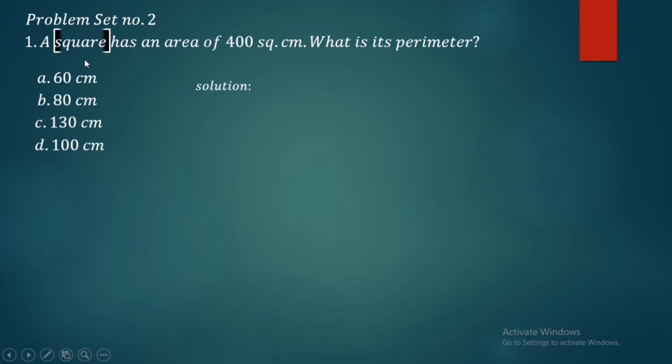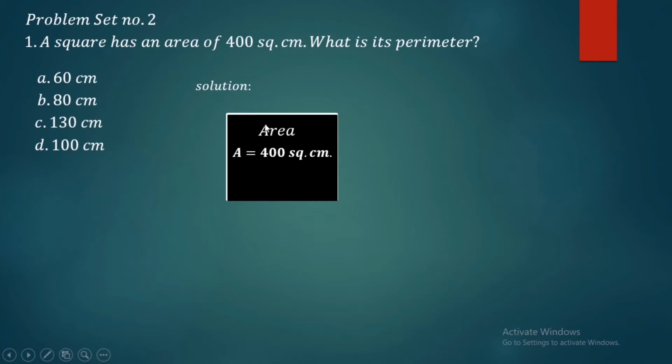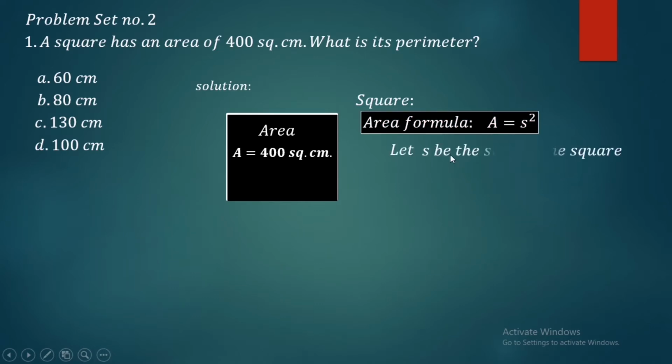This is our solution. Since we are using the square, a plane figure, with an area of 400 square centimeters, the area is covered by the shaded region in this closed figure, and the area of the square is A equals S raised to 2. So let's find the value of S. Let S be the side of the square. This is a four-sided polygon and all the sides are equal. So this is our formula for the square.